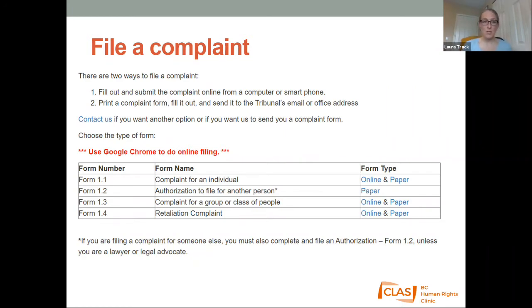Those are two options. And the tribunal also invites you to contact them if you need some other option for filing the complaint. Maybe you can't download and print the form and you need them to send you a copy. They will do that for you.